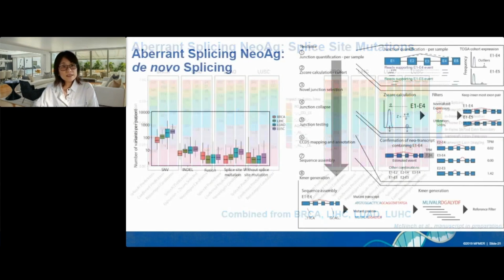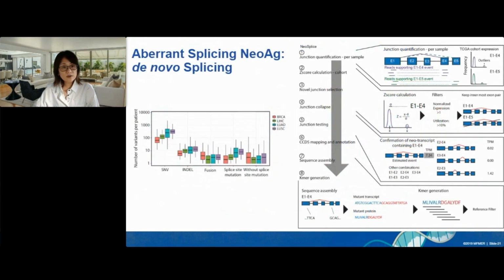Next, here's how we detect de novo RNA aberrant splicings. As shown in the figure to the left, the amount of de novo RNA splicings is comparable to the level of splice site mutations. To the right, from the top, we start with the junction support reads. For example, in a sample, we might detect both exon 1 and 4 and exon 1 and 5 junctions.